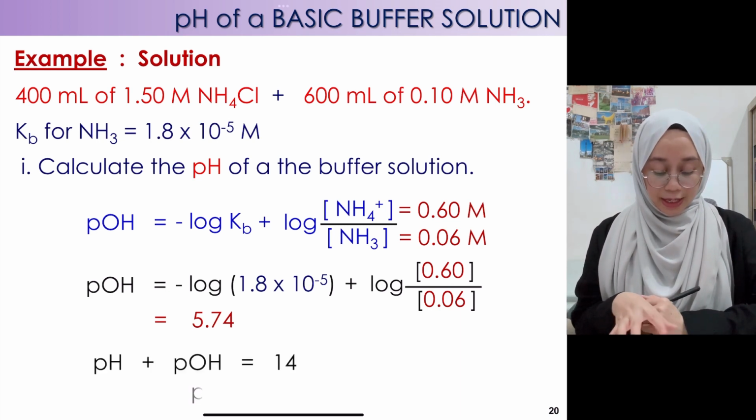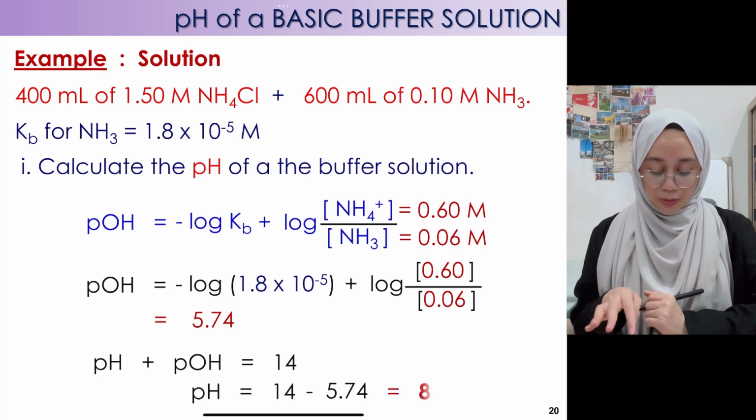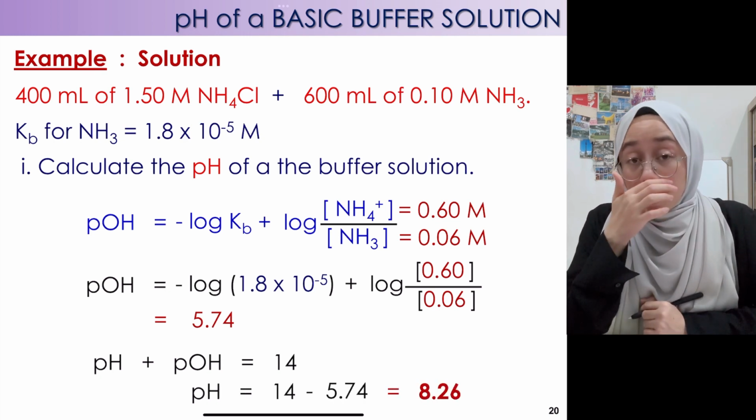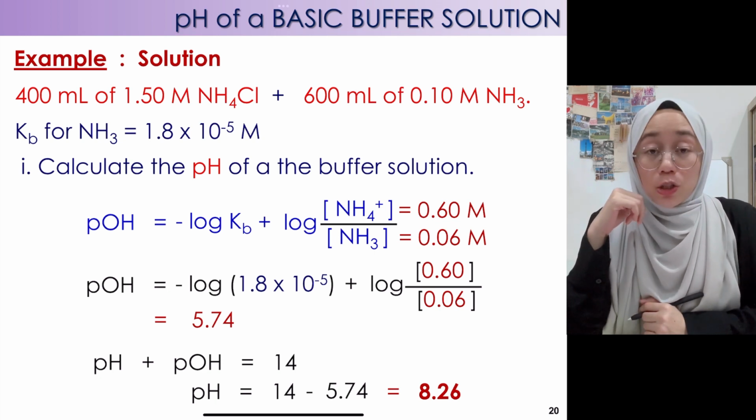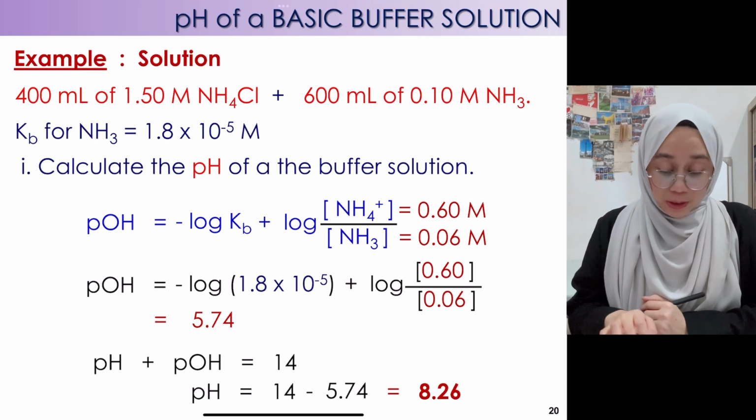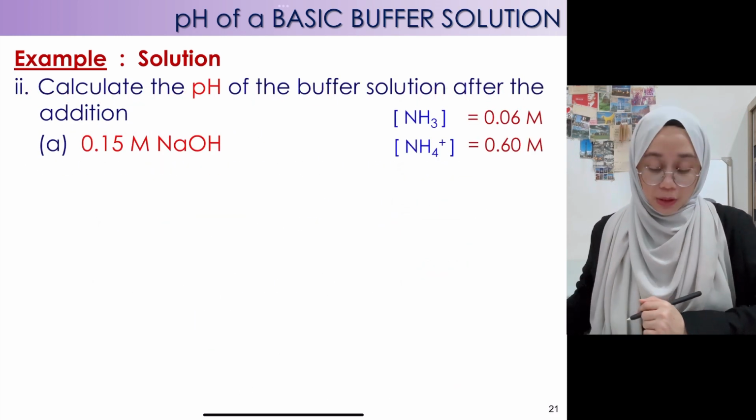So how do we find the pH? By using this formula here, you should get 8.26. So the pH of the buffer solution for this one is 8.26. Okay, so this settles question number 1. So let's have a look at question number 2, class.